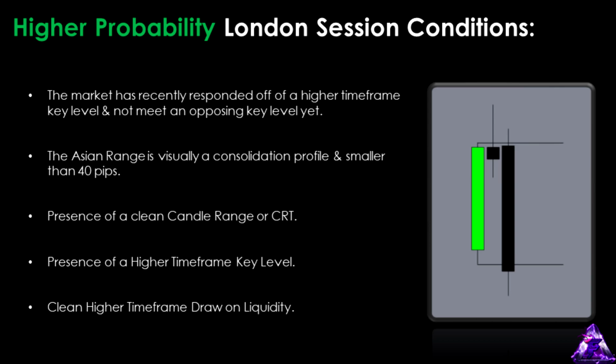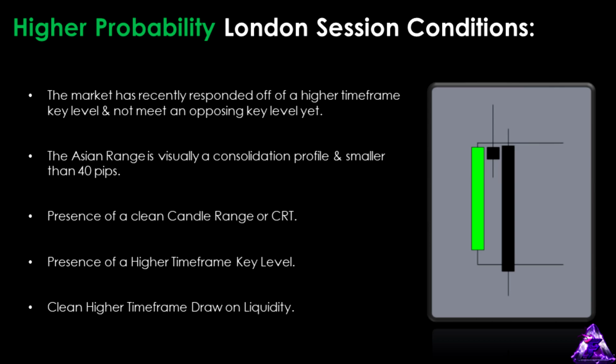A key condition for high probability trades is when there's been a recent reaction to a high time frame key level. If the market has recently reacted to a key level on a higher time frame and hasn't yet reached an opposing key level, then the London session is likely to offer us a strong setup or a clear opportunity. This creates a clear directional bias because we know price is often drawn towards the next liquidity zone or key level.